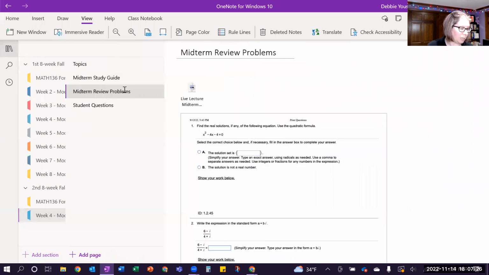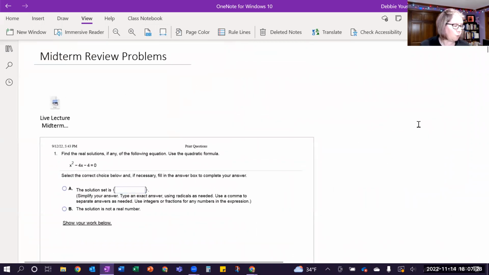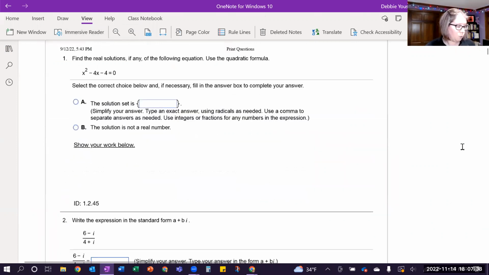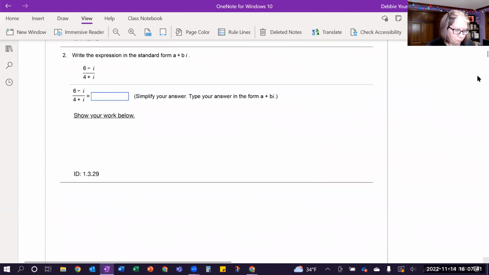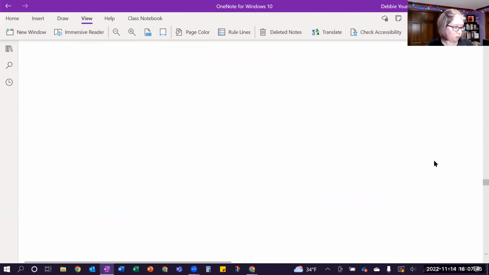But what I'm going to focus on are these review problems. So these review problems we put together to very closely align with the exam. So if you looked at these review problems in advance, you will have noticed that there are 20 of them, and your test is 20 questions long. So this is very comparable to your test.